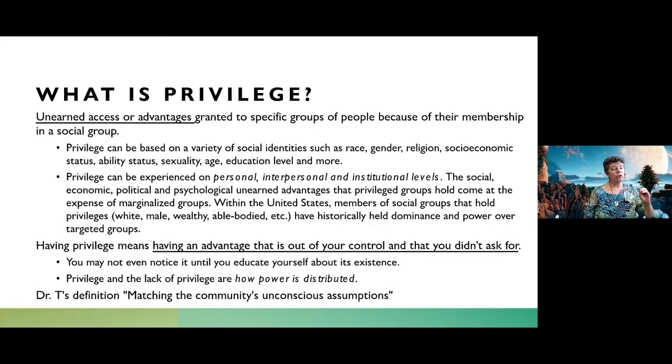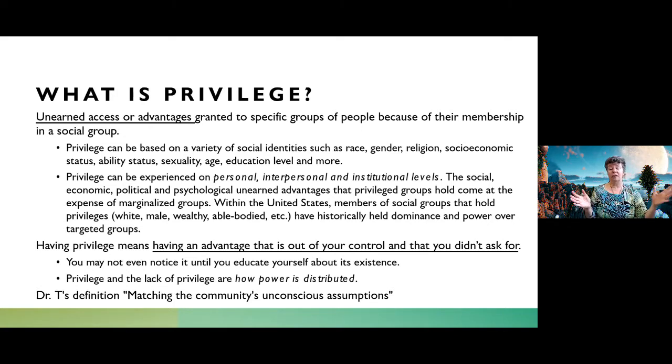Privilege is an unearned access or advantage that's granted to specific groups of people because of their membership in a social group. Remember, we just talked about social groups and how important they are, how much they affect our identity. Well, privilege is attached to social groups, not because you earn it, but just because it is right now, right? Having privilege means that you have an advantage that's out of your control and that you didn't ask for, but you still have it, okay?